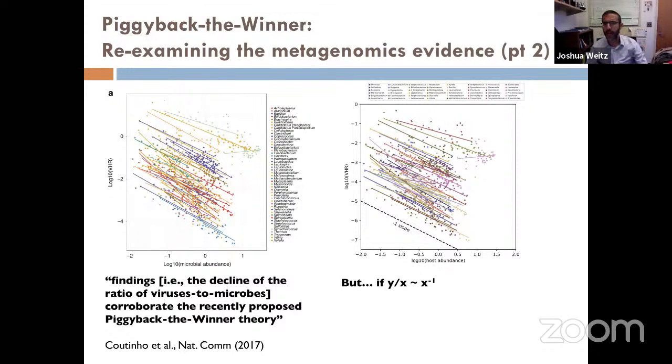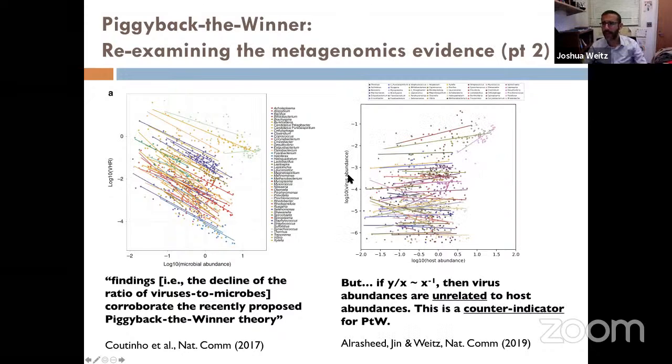Here is our replot of the same data with a -1 slope as a guide to your eye. And you can understand that this y-axis is not something independent, but it's a ratio of virus to microbes plotted against microbes. In other words, this is a plot of y over x versus x. But if y over x goes like x to the -1, this implies that if we just look at the virus abundance to the host abundance, you can see that almost all of these lines are statistically not significantly different than 0. In other words, an absence of a slope, which means that it appears to be unrelated to host abundances, or at least we don't have the evidence to say they're related.